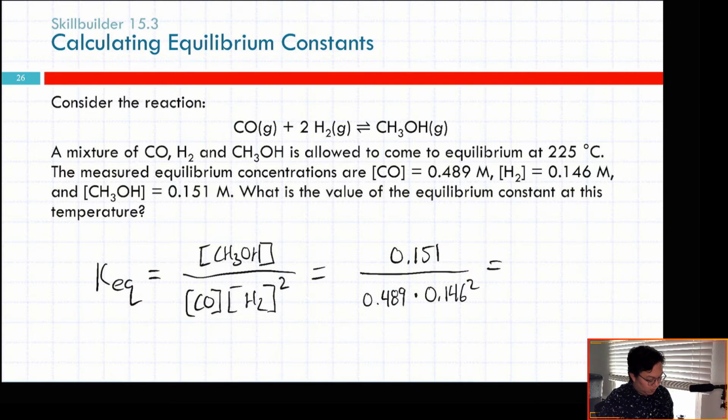So we're going to take our 0.151 divided by 0.489, and then 0.489 times 0.146 squared. Also, when you're entering these into the calculator, you have to make sure that you do it in the right order. I can explain more about what I mean if somebody wants me to, but order of operations is important. I'll do 3 digits. So that's 14.5 is our KEQ at 225 degrees C. Cool.